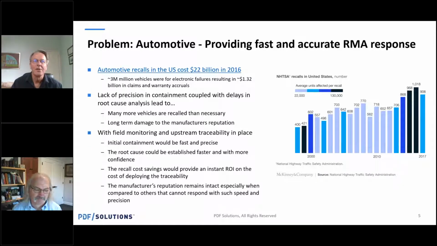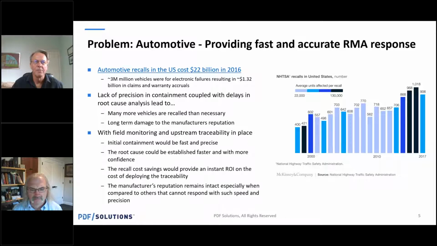We'll start off with this problem of providing fast and accurate RMA response. We'll look now at the automotive industry, where the graphic on the right shows quite clearly that recalls are increasing year on year. In 2016, for example, the total cost to the US industry was $22 billion. Of that, 1.32 billion was related directly to electronic failures in the form of claims and warranty accruals. So, a pricey thing, quite eye-watering numbers, really.